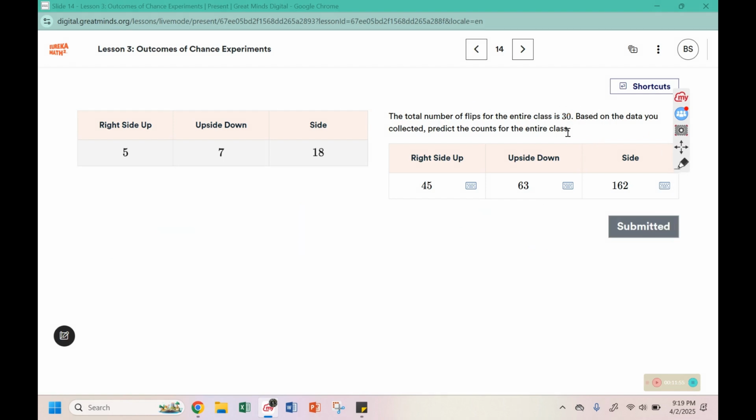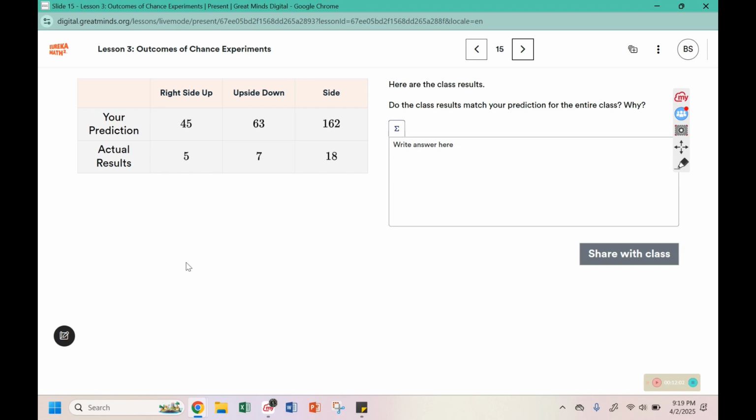If the amount your class has completed is different than mine, you'll need to make sure that your denominator matches that. So then they're going to have the actual results from your classmates. Since I'm the only one doing this lesson, it's just my numbers from before. But had we had 9 groups, they would show the actual results from the 9 groups.